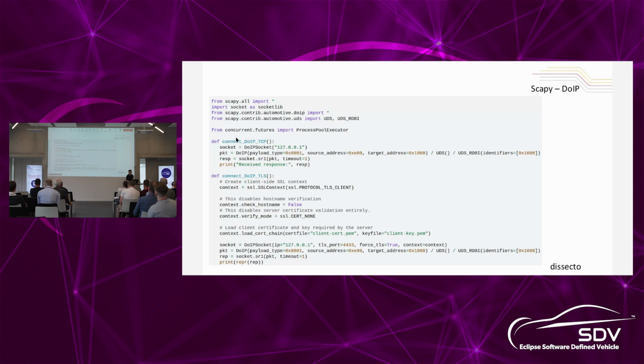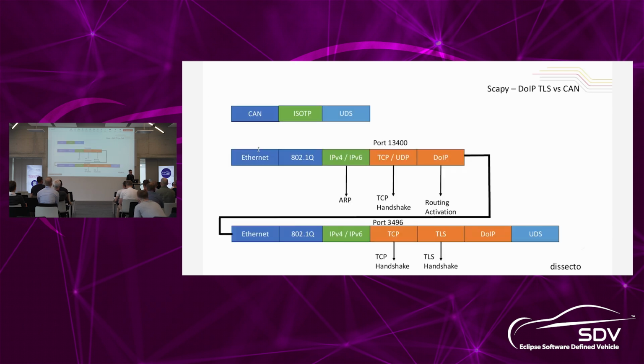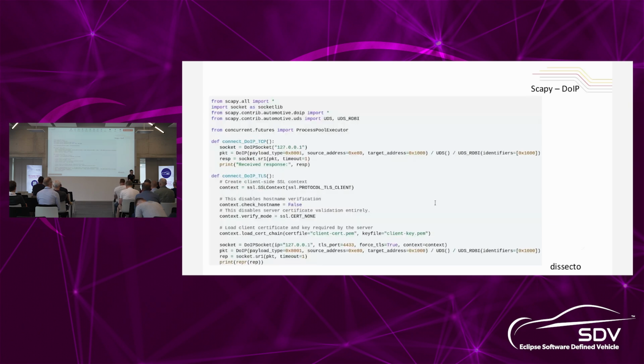So here you see the top function, the DoIP socket. You just give it an IP, it tries to connect with it, and then it will automate the ARP, it will automate the TCP handshake. If you use the DoIP socket, you need to do the routing activation yourself. There's also a UDS socket, which even does the routing activation. And down here, you see now the advanced DoIP socket usage. You can give it a certificate and say, use that certificate, and then it will automatically force this behavior.